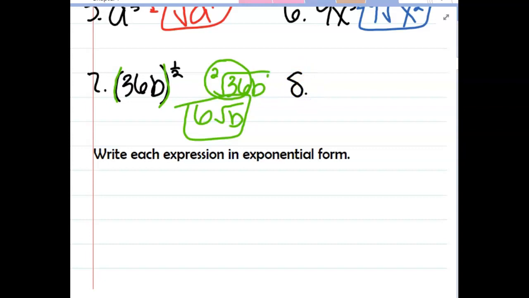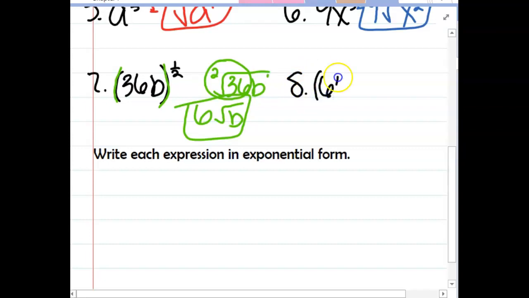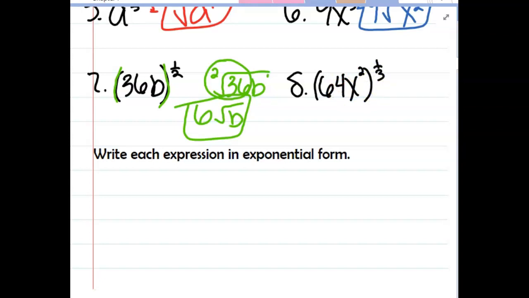Okay, number 8, let's say we have in parentheses 64x squared to the 1/3 power. Super similar to the last one, right? We have our radical. What's going to go underneath the radical? Everything. 64x squared. And then we have an exponent, which is a 1. The exponent of 1 isn't going to change anything, so it'd probably be simpler not to write it. And my index here is 3.